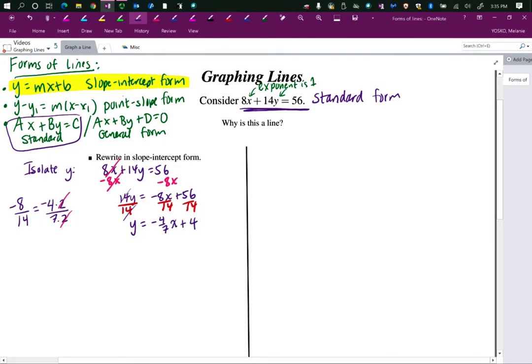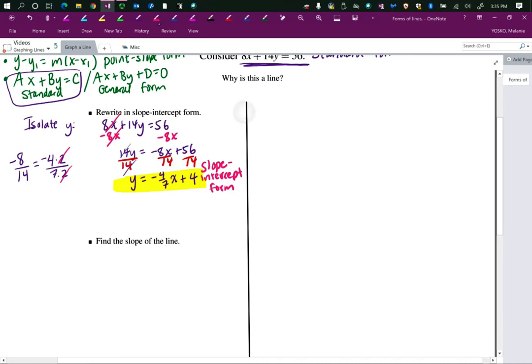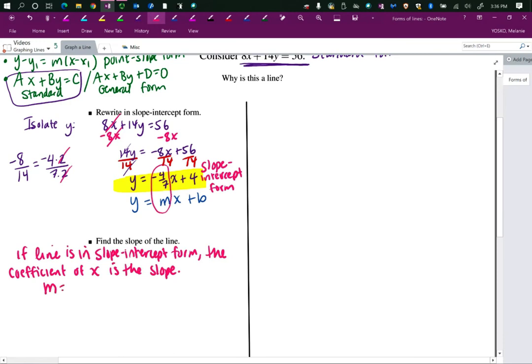Because 56 divided by 14 is 4. So this right here is our slope-intercept form. Slope-intercept form is really useful because we can just look at it and it gives us the slope of the line. Remember, slope-intercept form was y equals mx plus b. So the m is the coefficient of x. The coefficient of x here is negative 4 over 7. Okay? And we can read that just by looking at our equation. Really easy. That's why this form is really helpful.